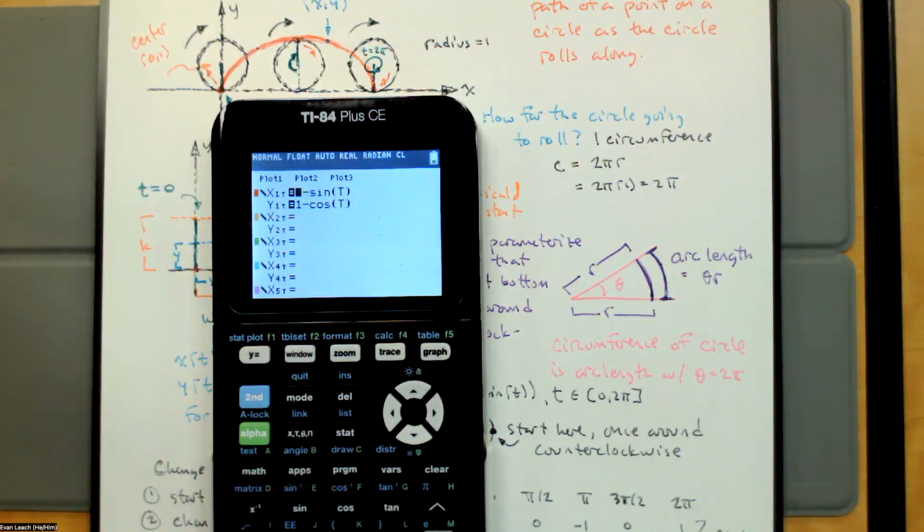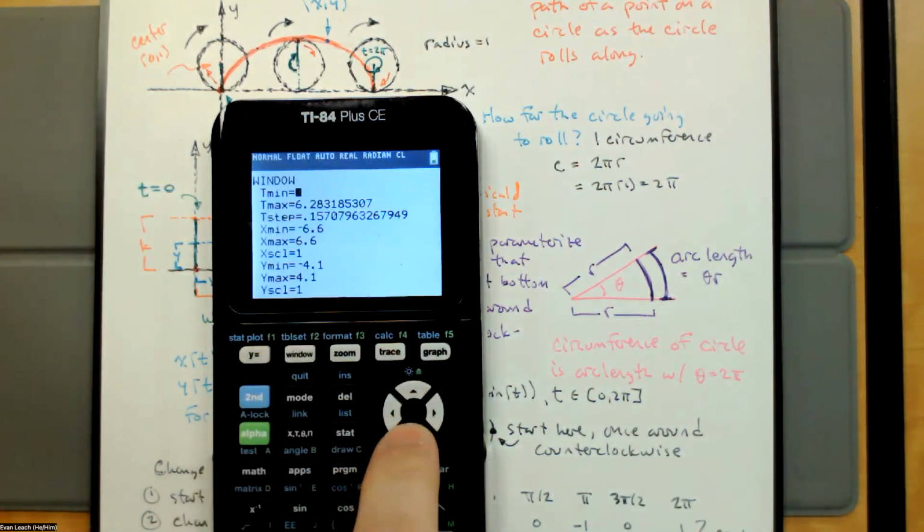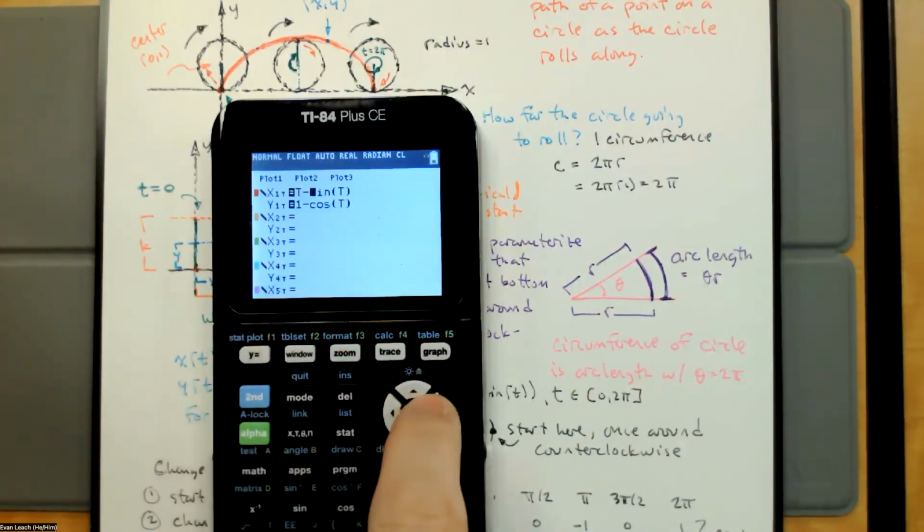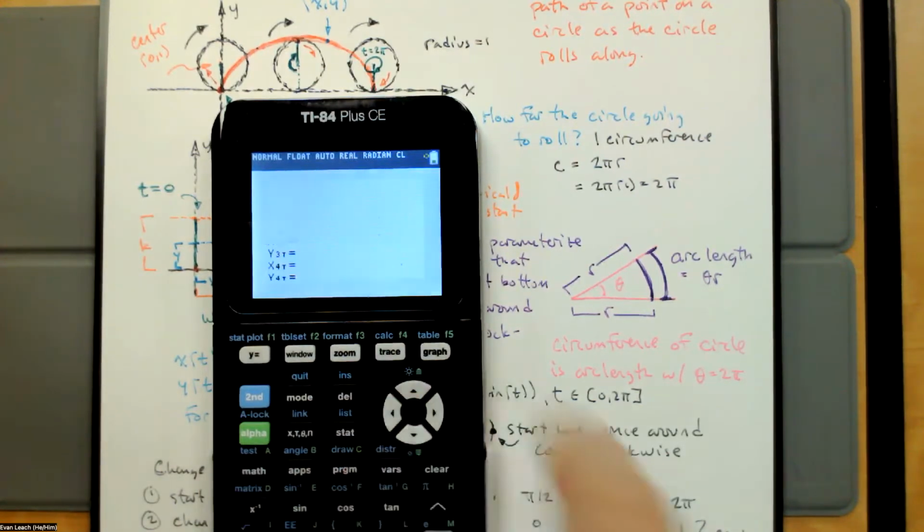So for example, if I didn't want to go all the way out to 2 pi, I wanted to just go to pi, I can just try changing it. Let's see if this changes things. I'm only getting half of my cycloid.